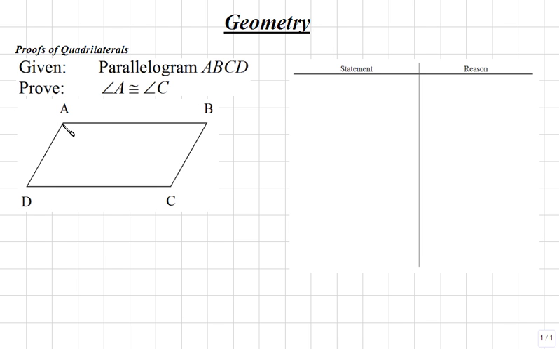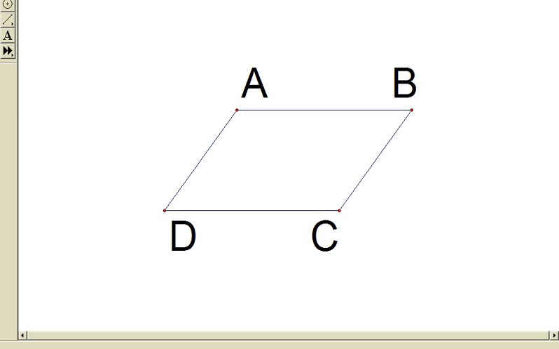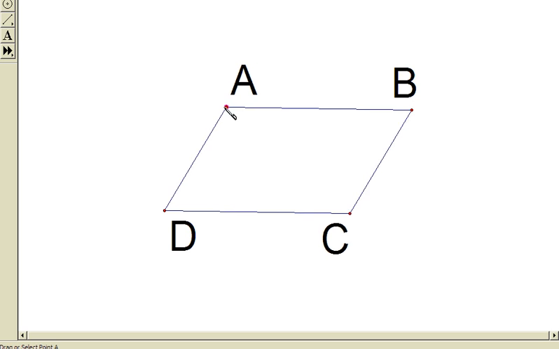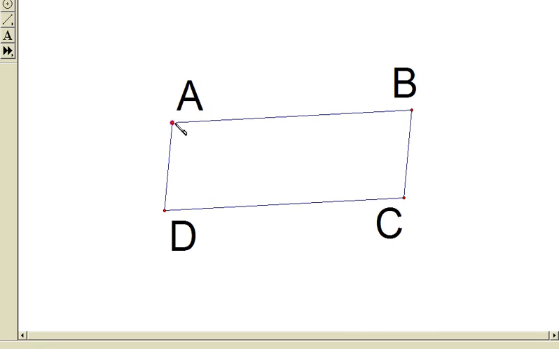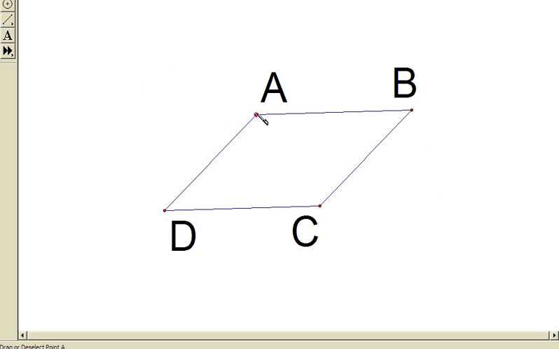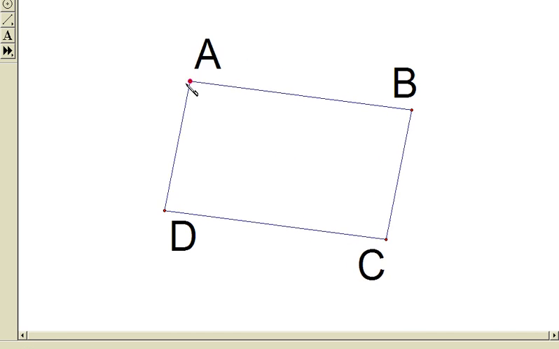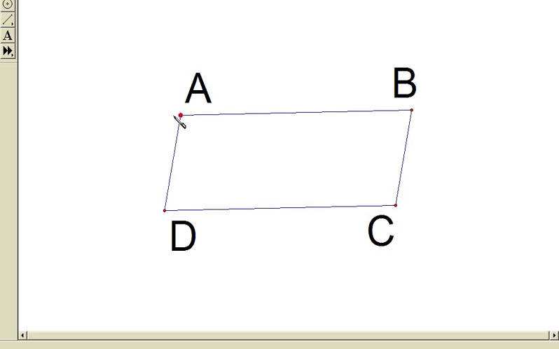Given parallelogram ABCD, let's prove that the opposite angles of a parallelogram are congruent, namely that angle A is congruent to angle C. To demonstrate this fact, we see that if we were to move point A in this parallelogram, no matter what, angle A and angle C remain congruent. So, let's prove this fact in general.